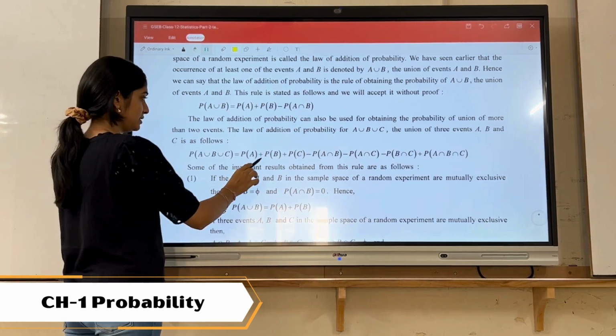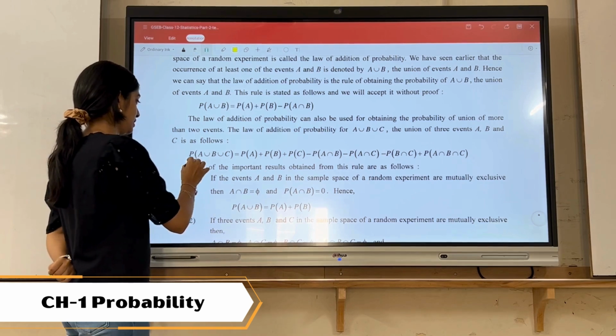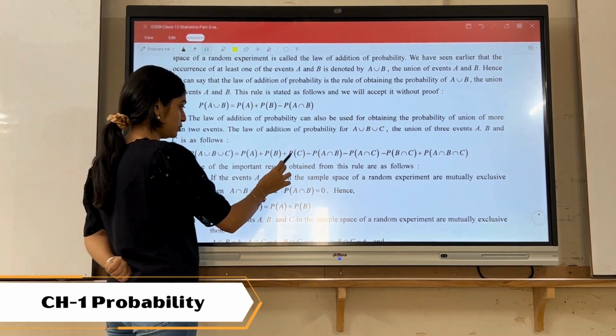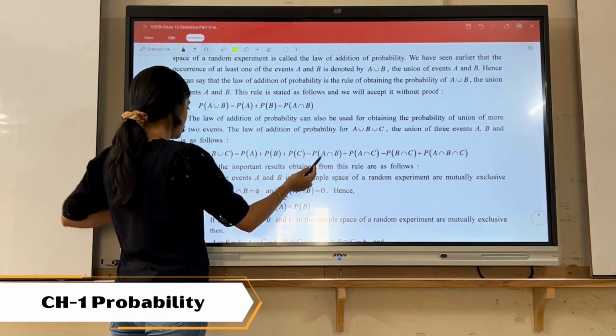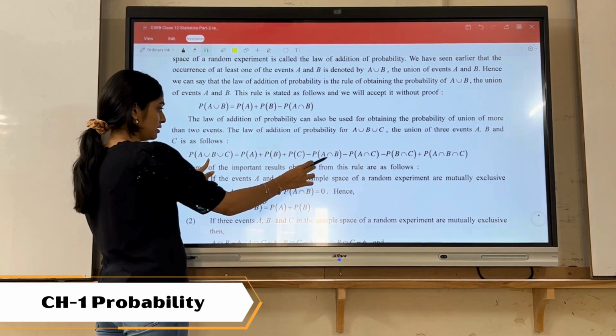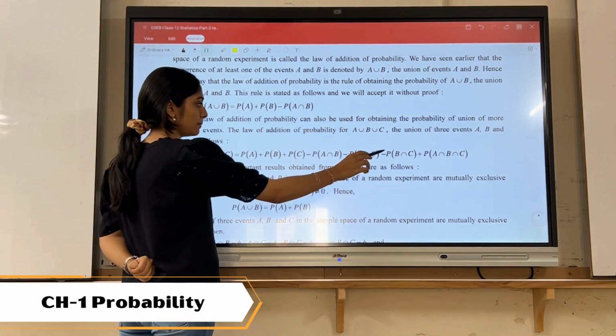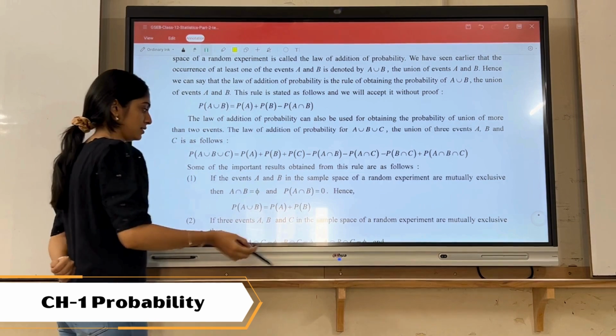And when three events are given, then the formula for finding P of A union B union C is P of A plus P of B plus P of C minus P of A intersection B, minus P of A intersection C, minus P of B intersection C, plus P of A intersection B intersection C.